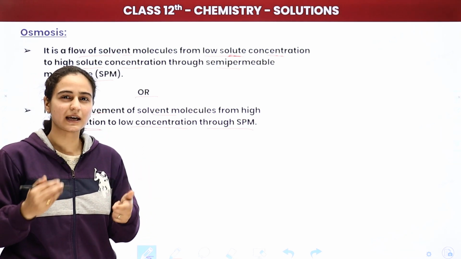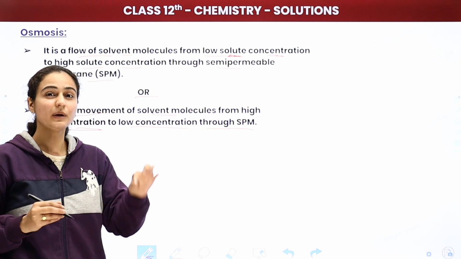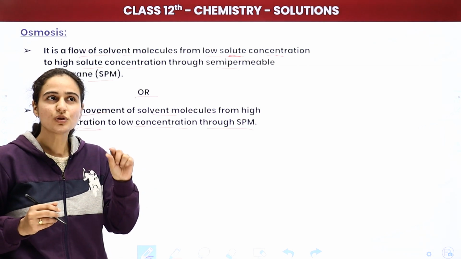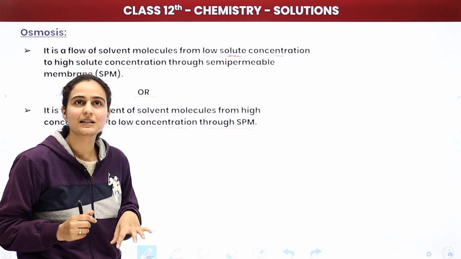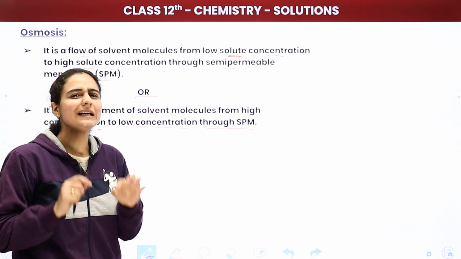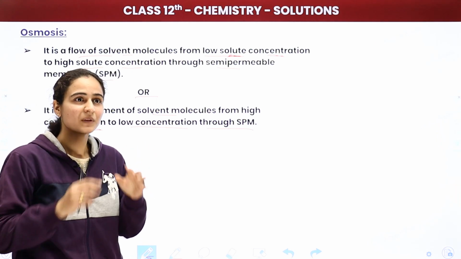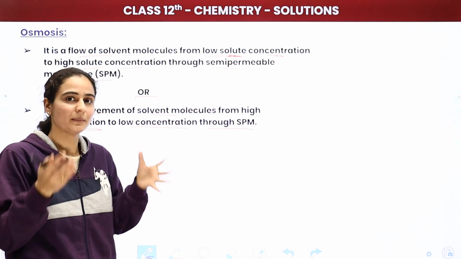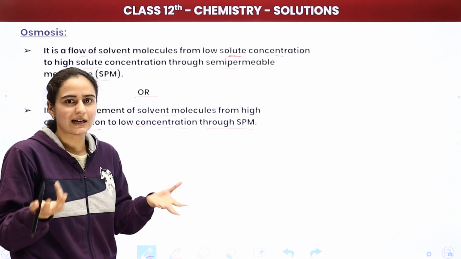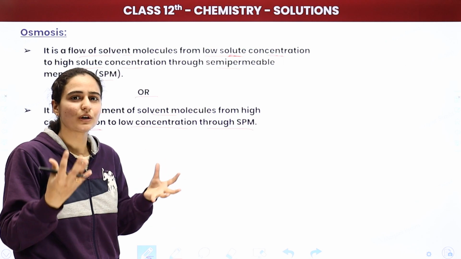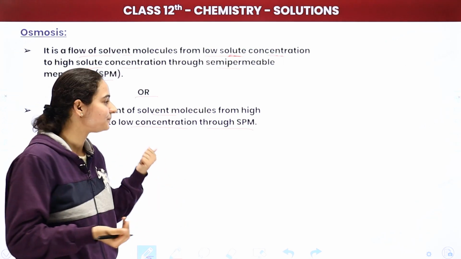So again take that example. Raisin को हमने water में डाल के रखा है. So raisin is having very less concentration of water, right? Because हमने उनको dry कर दिया है. And outside it, जो हमने water लिया है, obviously that has a lot more solvent molecules.